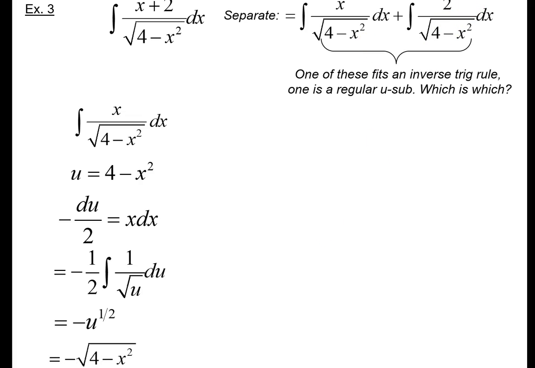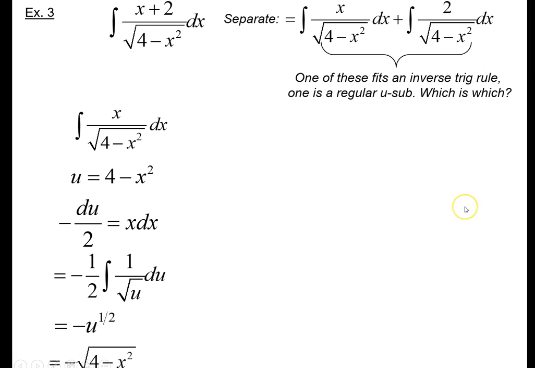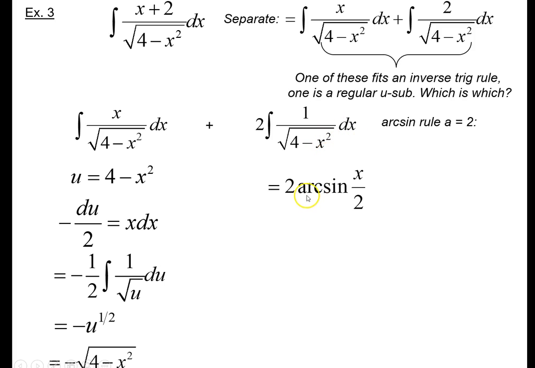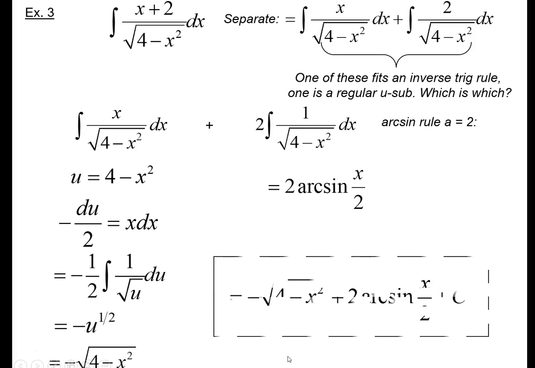The other expression is the arcsine rule. Take the 2 to the front. That's a constant multiple. And you can see right away that a is 2. There's no need for a u sub here because I just have x squared. I don't have something else squared, just a plain old x squared. So we have 2 from the constant multiple in the front times the arcsine of x over a, which is 2 again. So now put these back together, and there's our final antiderivative.